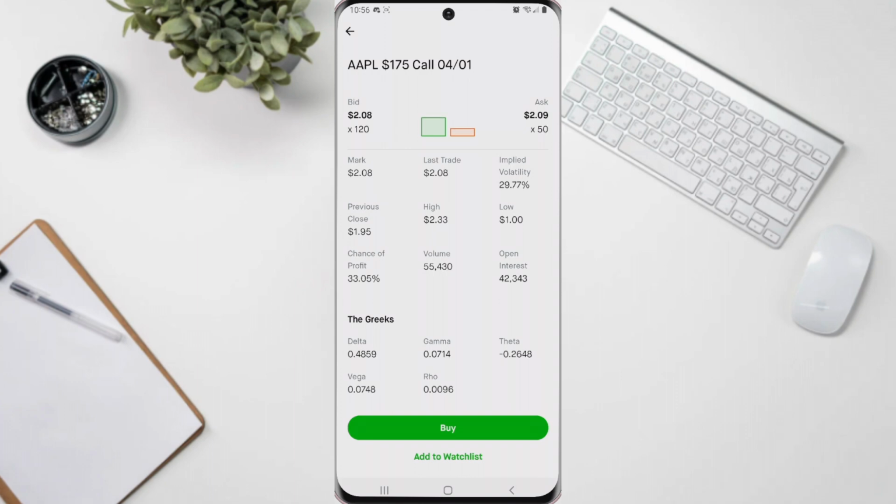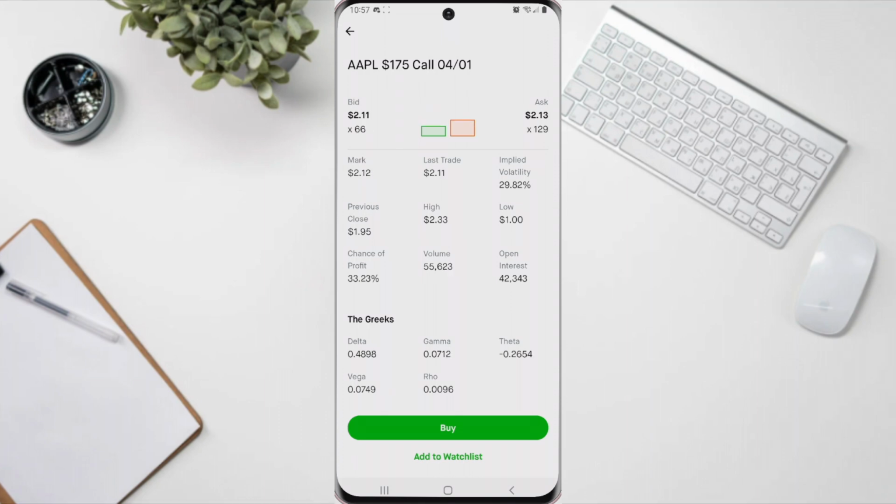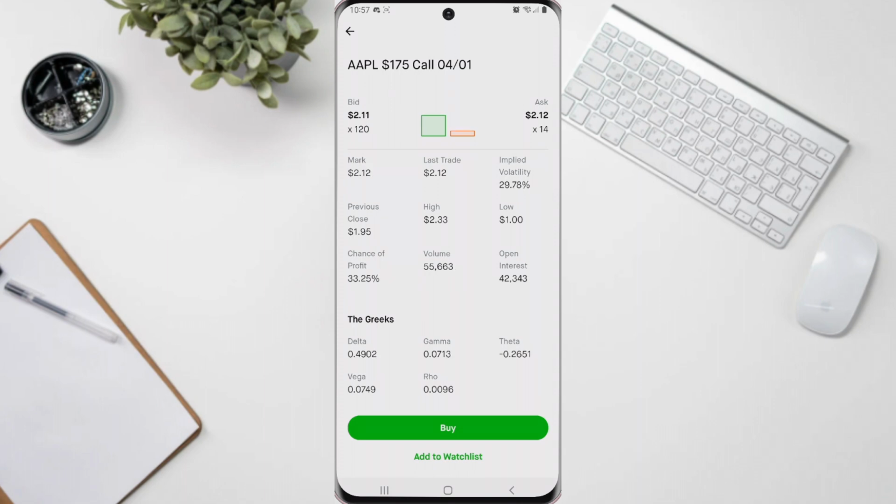Your delta is the amount of money that you can make once Apple hits that share price over $1. So just say Apple right now is sitting at $174 for the share price. Once Apple gets to 175, then you will start making $48 per contract that you own. If you own 10 contracts, then that's $48 times 10. That gamma and that delta go hand in hand, so that'll be $48 plus 7 once Apple reaches $2 over that share price. So if Apple gets to 176, then you'll start gaining the delta and the gamma.